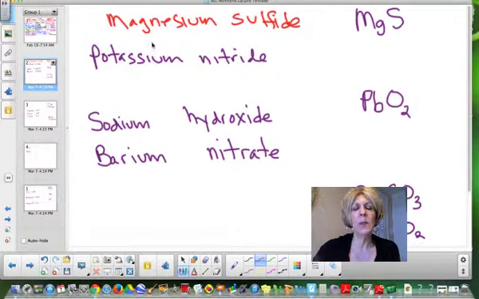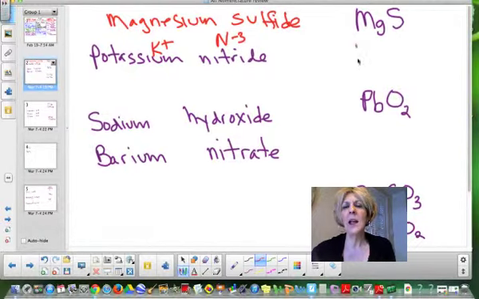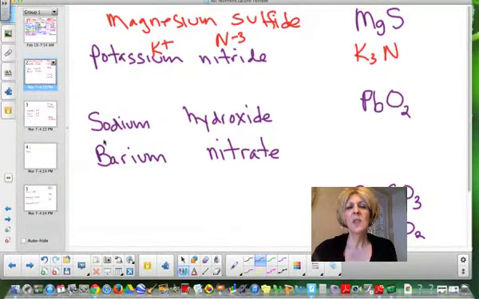Potassium nitride. Well, I know potassium is a +1 charge. Nitride is a -3 charge. And so for potassium, I'm going to need 3 of those to balance out the -3 on the nitride. Sodium hydroxide. Sodium is a +1. Hydroxide is a polyatomic ion, OH-.